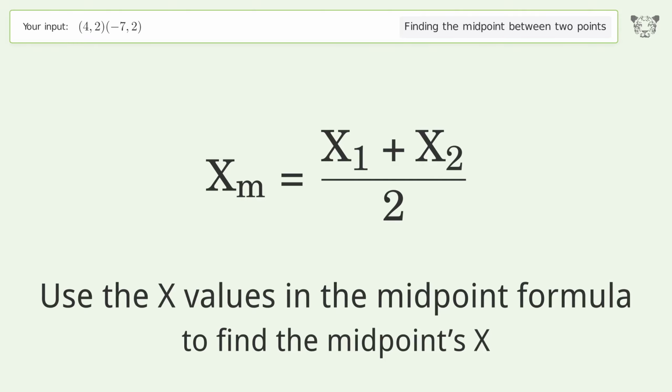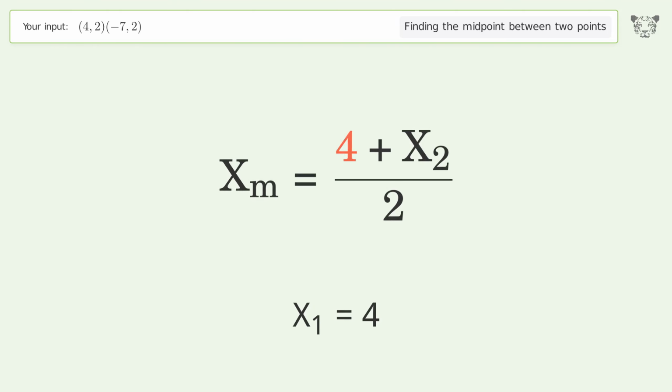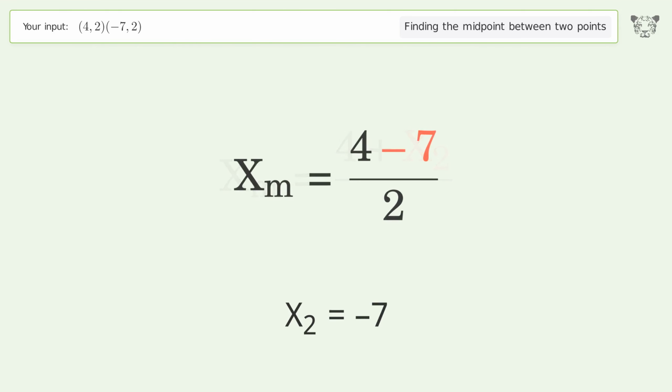Use the x values in the midpoint formula to find the midpoint's x. x1 equals 4. x2 equals negative 7. Simplify the arithmetic.